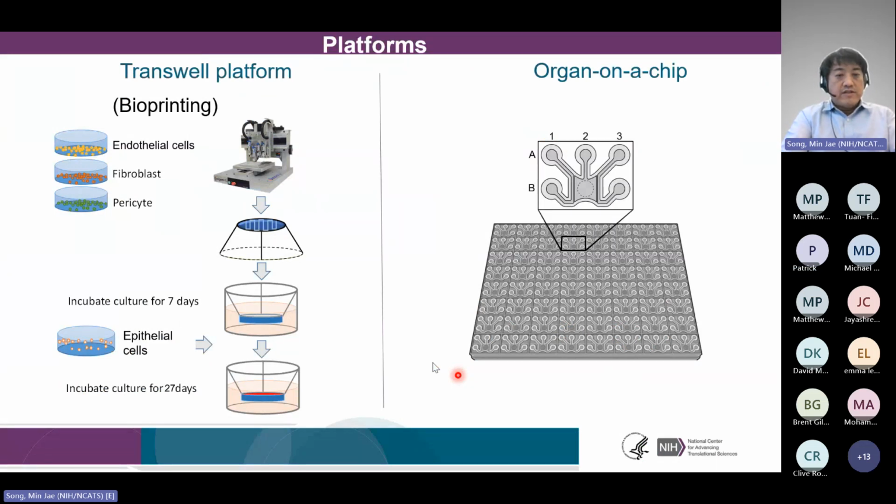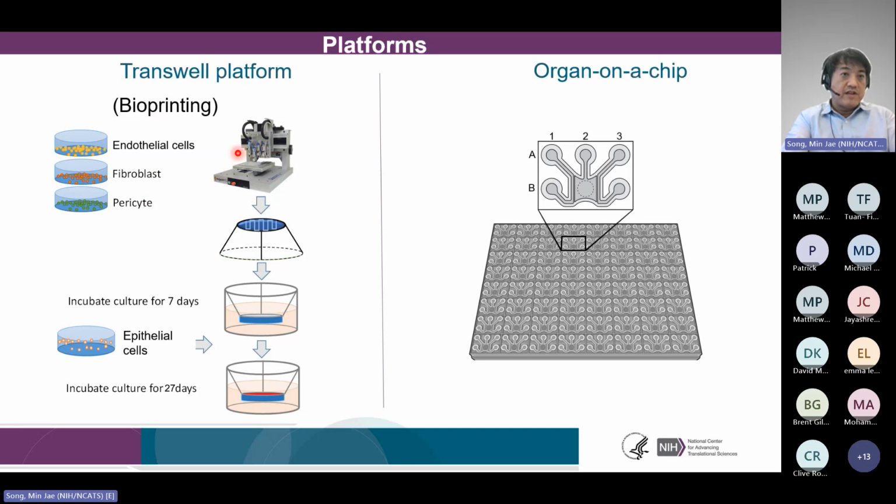These two models are the platforms that we are currently using. On the left-hand side is the transwell platform using bioprinting technology, and on the right-hand side is the organ-on-chip platform to enable the perfusion of the 3D vascularized tissue in a high-throughput platform.